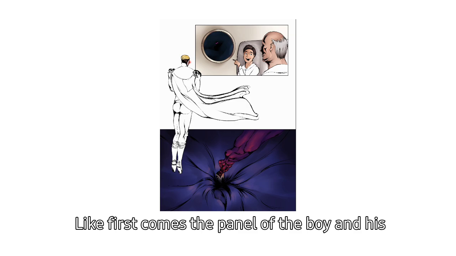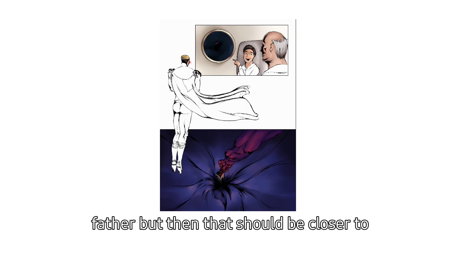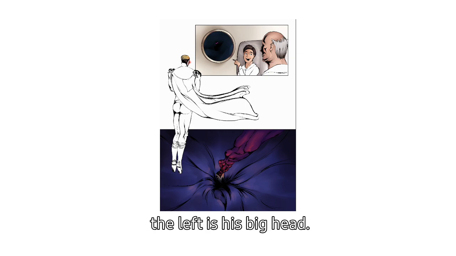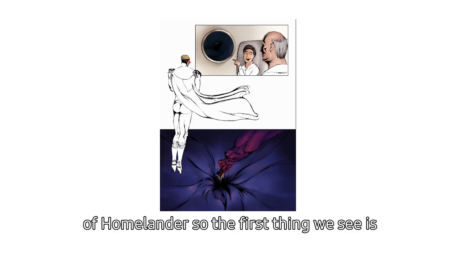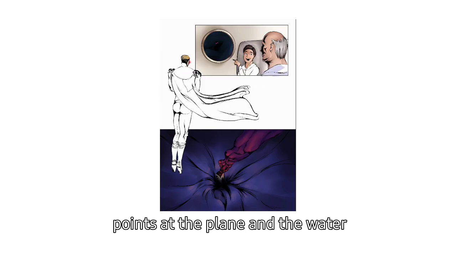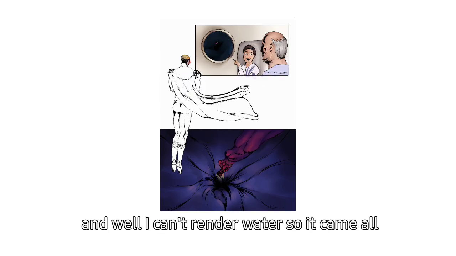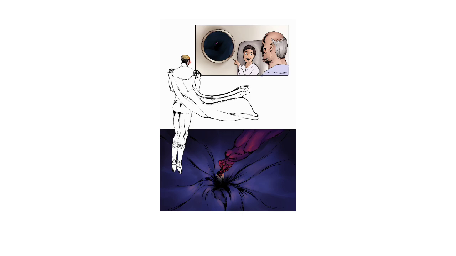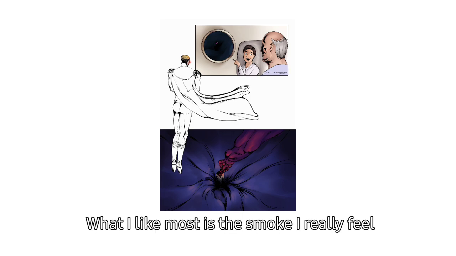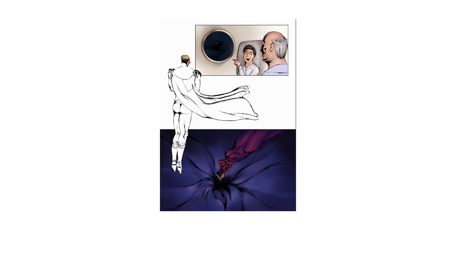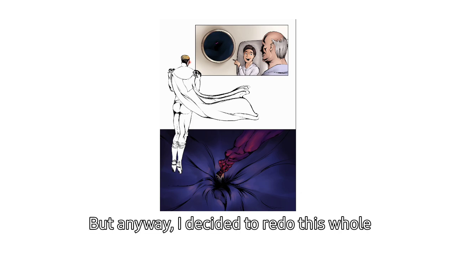First comes the panel of the boy and his father, but then that should be closer to the left side, because what comes first from the left is the big head of Homelander. So the first thing we see is Homelander, and then we go down because he points at the plane and the water, and well, I can't render water, so it came out kind of messed up. I have to practice water. What I like most is the smoke. I really feel like the smoke is low-key good. But anyway, I decided to redo this whole drawing.